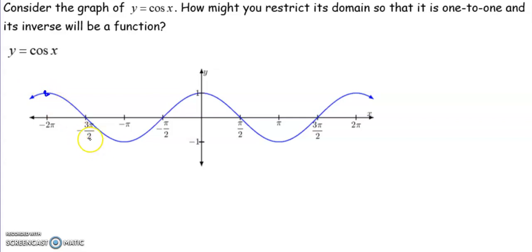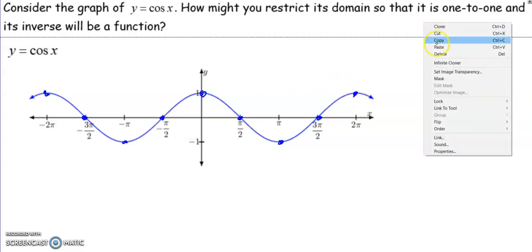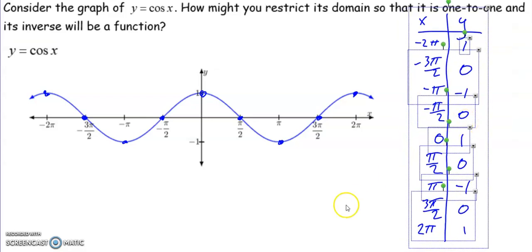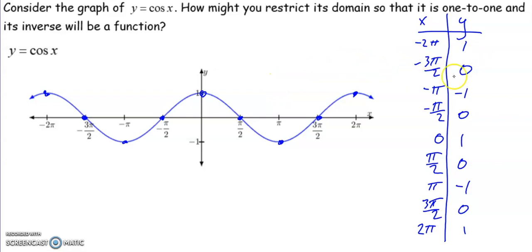So if we look at the points that we want to make our t-chart from, we're going to use (-2π, 1), (-3π/2, 0), (-π, -1), (-π/2, 0), (0, 1), (π/2, 0), (π, -1), (3π/2, 0), and (2π, 1). It is going to be all of these points right here. So those are the points that make up our t-chart. Now we're going to take these points and flip them. We're going to put y first, x second, and find our arccosine.